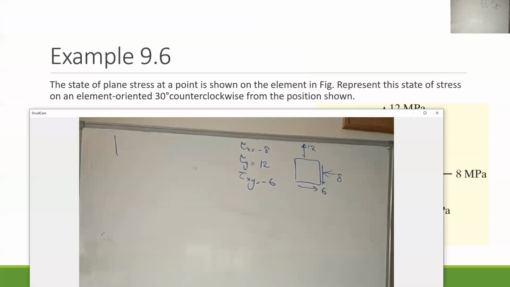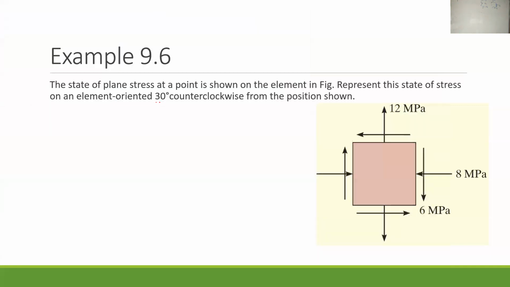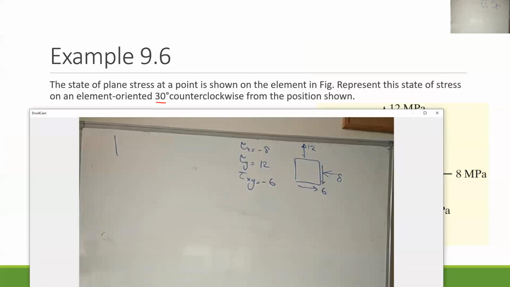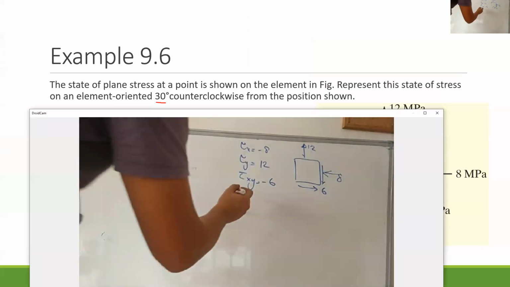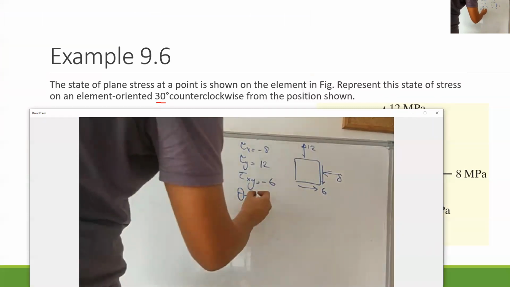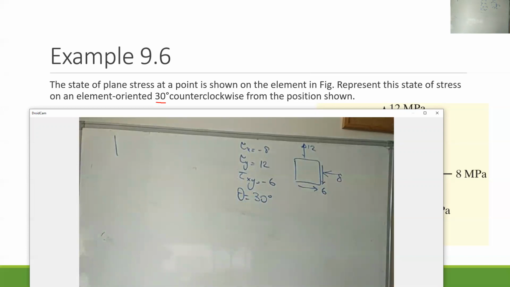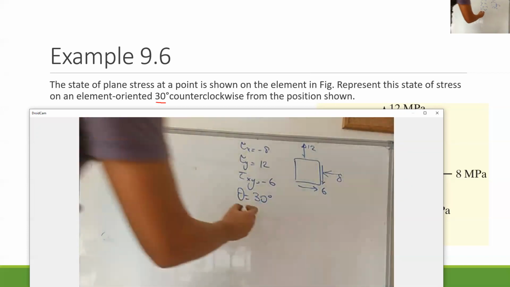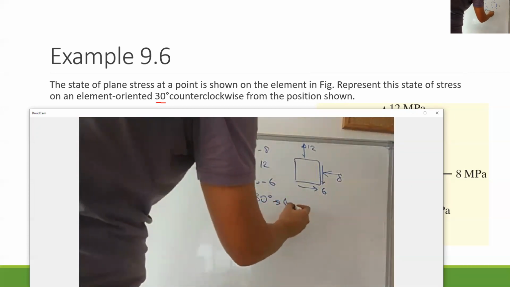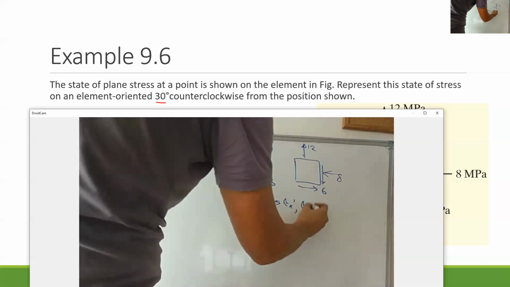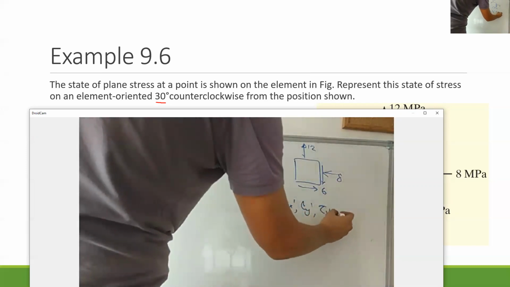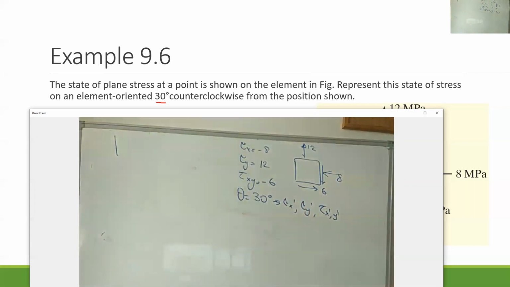If an element is oriented 30 degrees counterclockwise, so theta is equal to 30 degrees, since counterclockwise is the positive angle. Okay, and find sigma x prime, sigma y prime, and tau x prime y prime values.